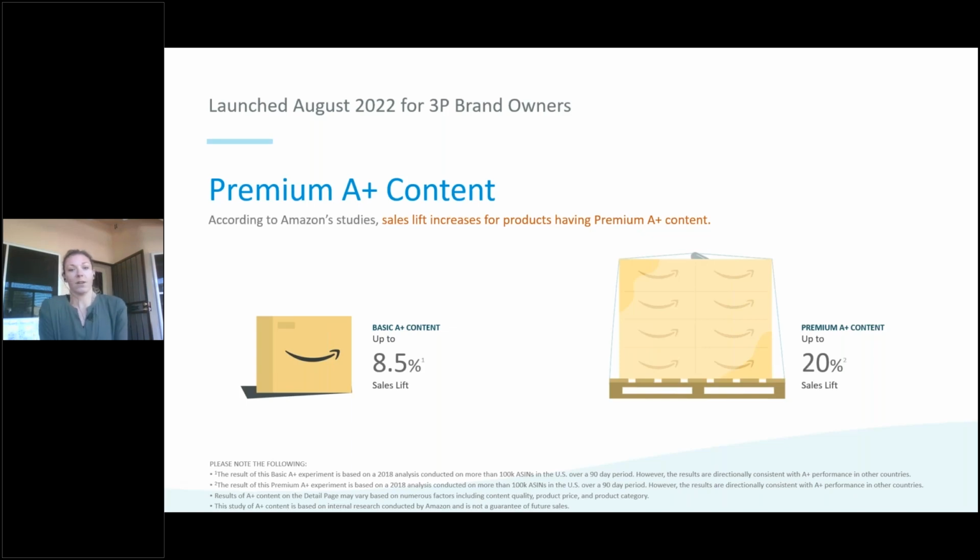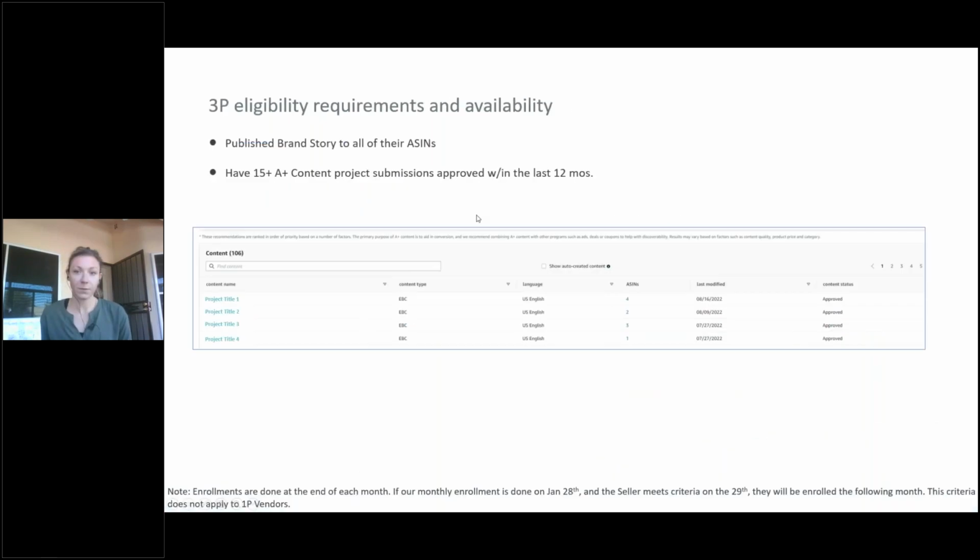And here we're showing the general sales lift that you can get with basic and premium. This is up to 8.5% for basic A+ compared to no A+, and then premium has shown up to about a 20% lift between premium and no A+. I just want to caveat this is by no means a guarantee of sales, but this is just based on some analysis we've done.